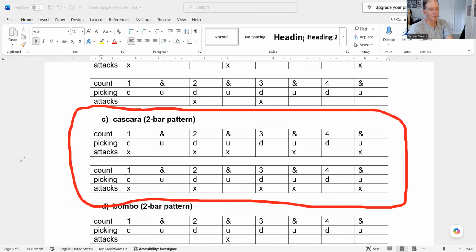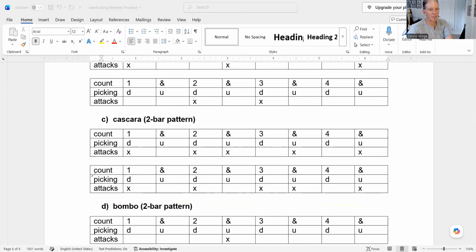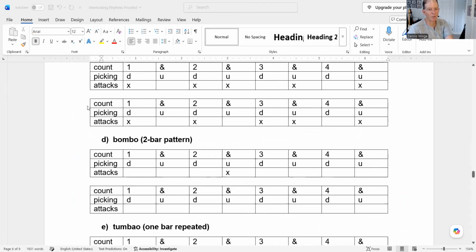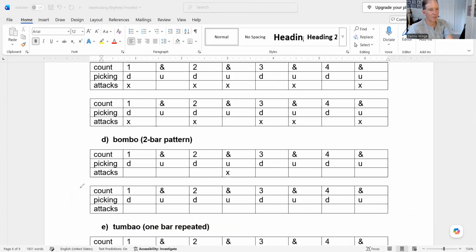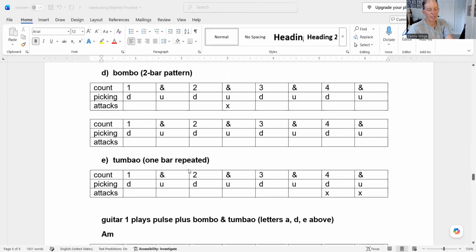And then the bombo note is, last time it was on bar 2, now it's on bar 1. So like 1, 2, 3, 4, and. So that's all the bombo note is. And then the last one is the tumbao itself, which is again on the end of 4: 1, 2, 3, 4 and 4 and.